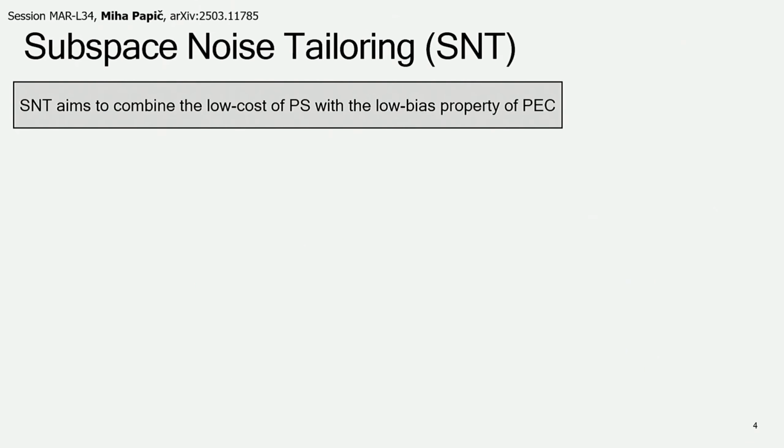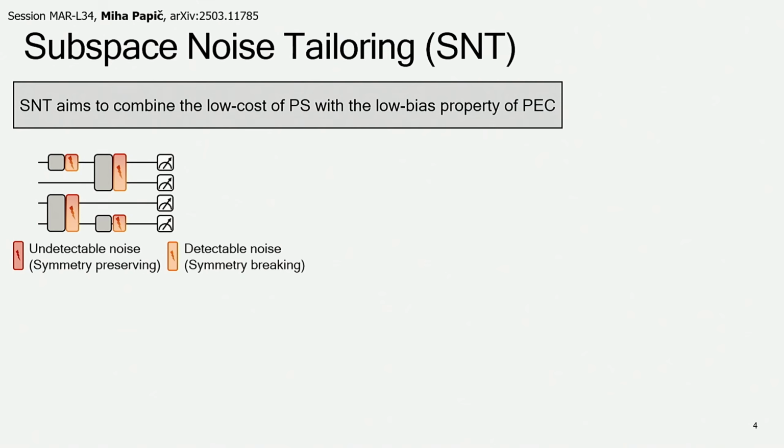When we want to simulate fermionic systems, we can use out-of-the-box error mitigation solutions, but we thought, let's try to find something which is a bit better adapted to the problem that we're looking at. So we came up with this technique that we call substrate noise tailoring, which I want to explain very briefly right now. This is a very crude schematic of what a circuit looks like, and we have two types of noise. We have the undetectable noise, which does not break any symmetries, and we have detectable noise, which is symmetry breaking. Unfortunately, they do appear at the same time.